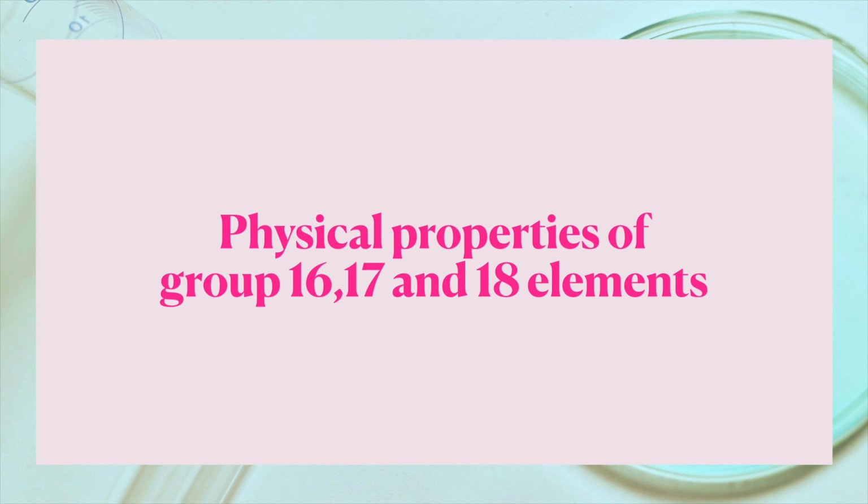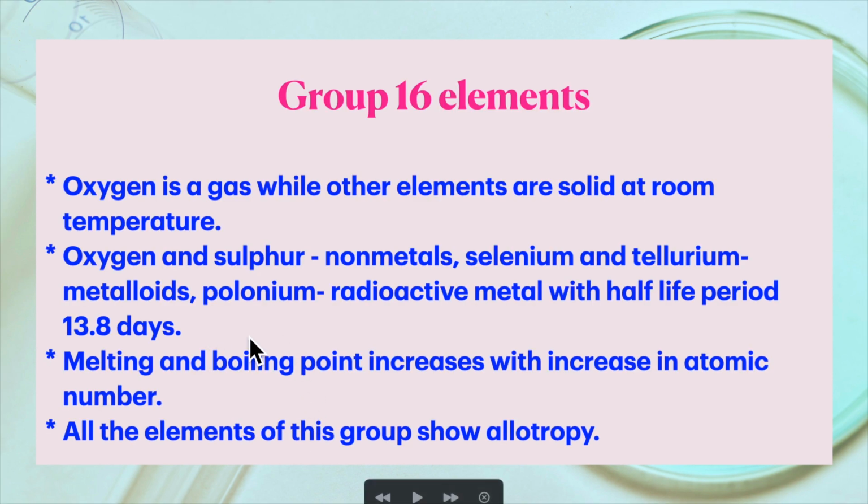Now we shall consider the physical properties of group 16th, 17th and 18th elements. What are their states, in which physical states they are obtained, what are the melting points and boiling points of these elements. Group 16th elements are oxygen, sulfur, selenium, tellurium, polonium. Now oxygen is a gas while other elements are solid at room temperature. Remember, in this group oxygen is a gaseous element present in diatomic state, and other elements are solid at room temperature.